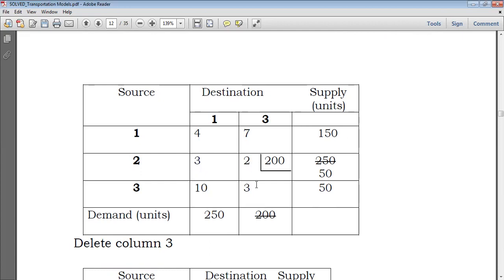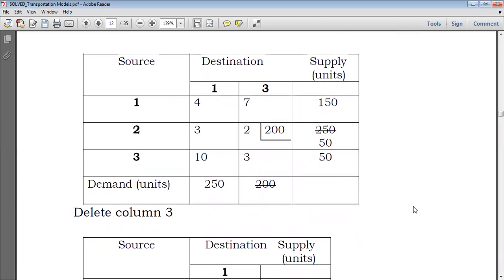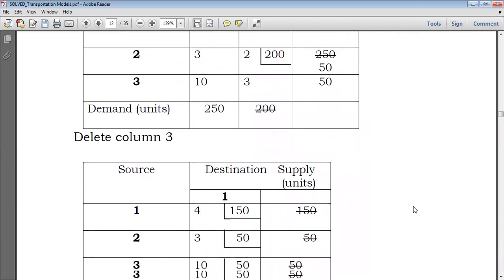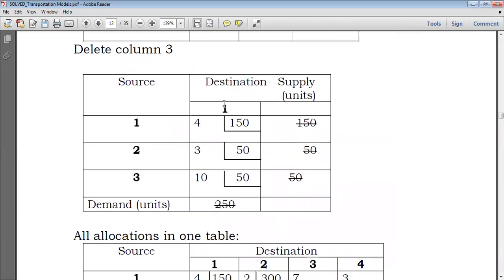And then you ask yourself, it requires 200 units, but there are 250. So it is provided as 200. It is exhausted, and the one that supplied 200 remains with 50 units. And again, destination 3 is exhausted. So you remain with just one destination, that is destination 1.